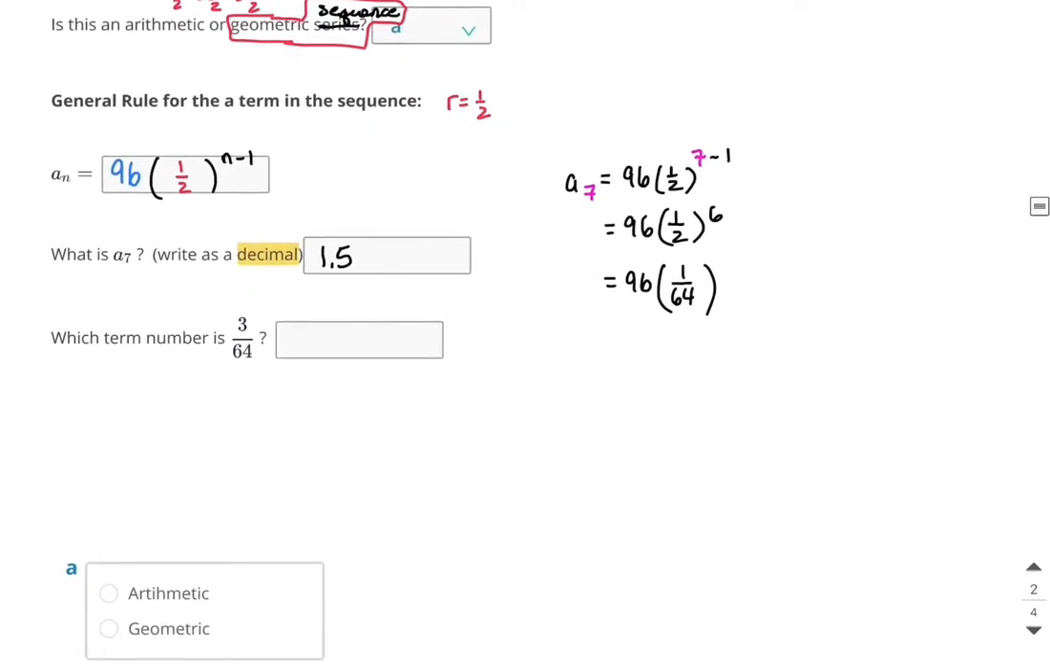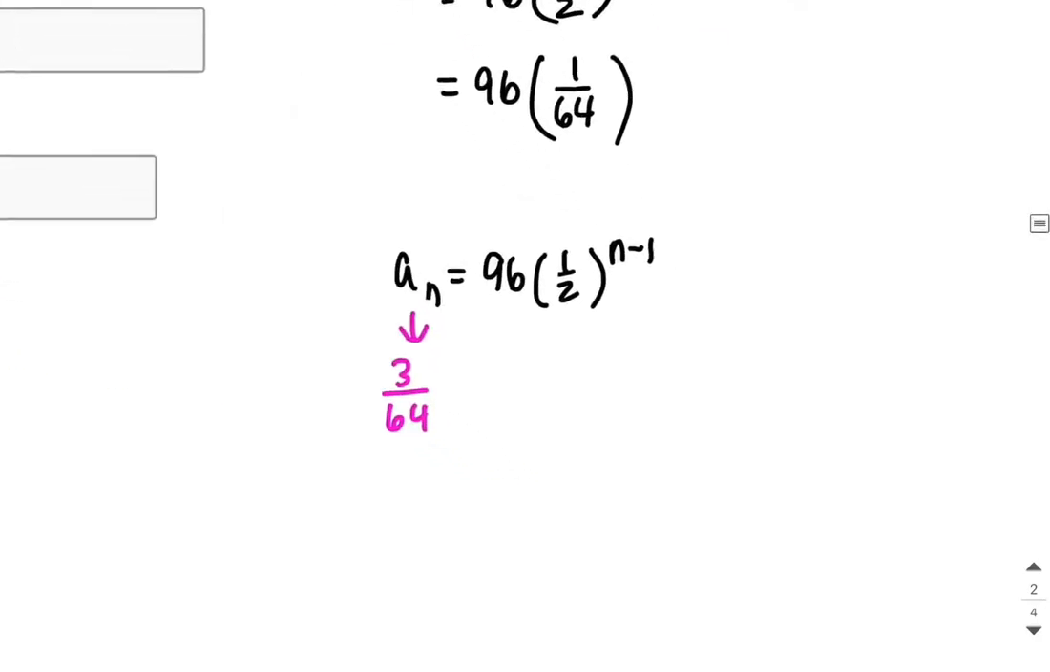And then for the last thing, I want to find what term number is 3/64. So in this case, 3/64 is my output. This is my a sub n, or my output, and I want to find what is the position. What is n? N is the position. So I'm going to use the same formula. So I have a sub n is equal to 96 times 1/2 to the n minus 1 power. And I'm plugging in a sub n is 3/64.